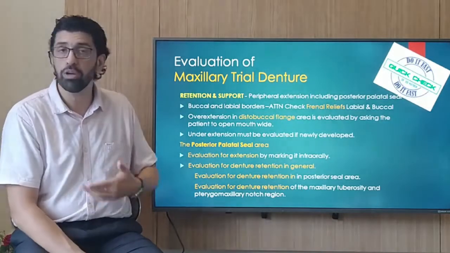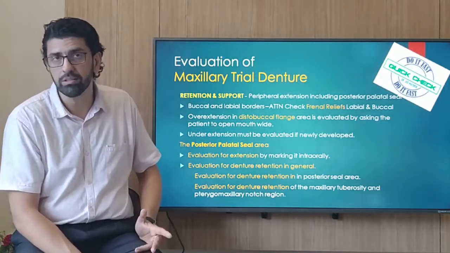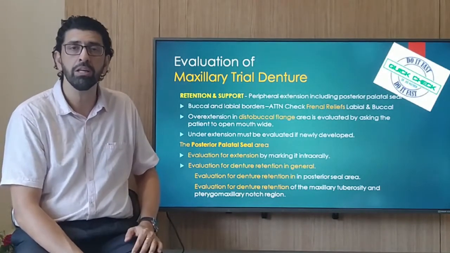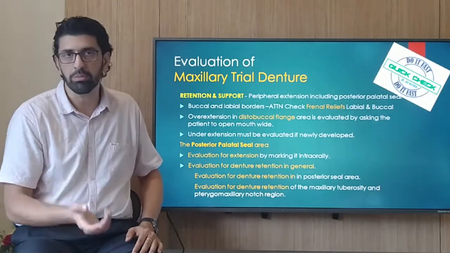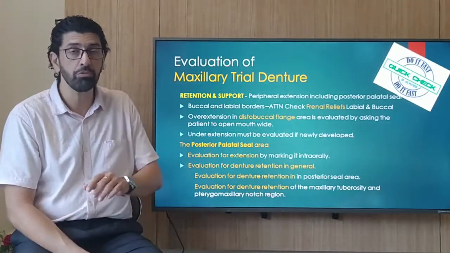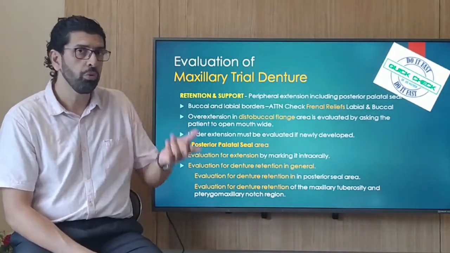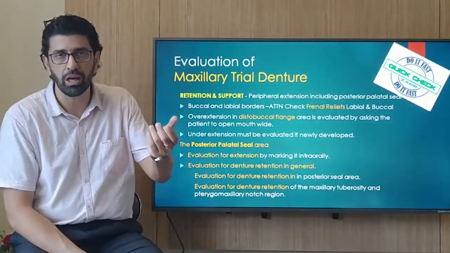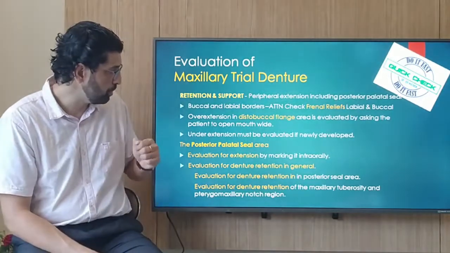Then if there's an underextension, it's going to be really difficult to evaluate that at this stage, but you'll have to go through with a mirror and check it out, especially if you have created some underextension for whatever reason, if the trial denture was not going onto the cast, or for whatever reason you reduced it.